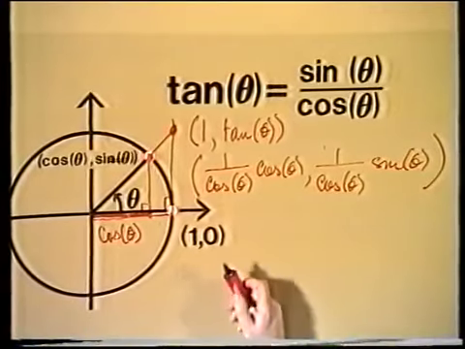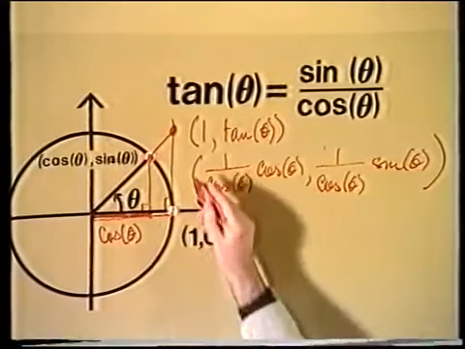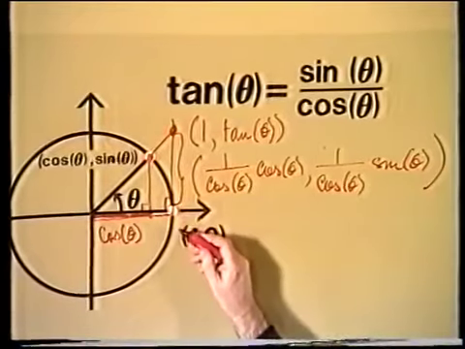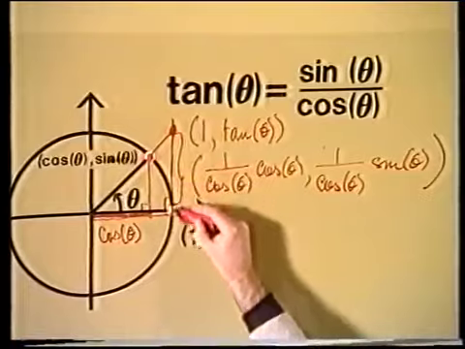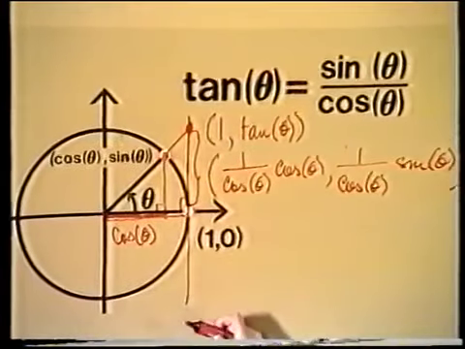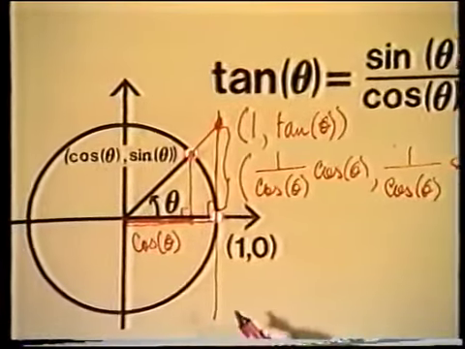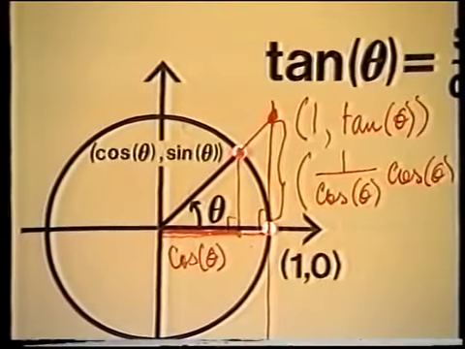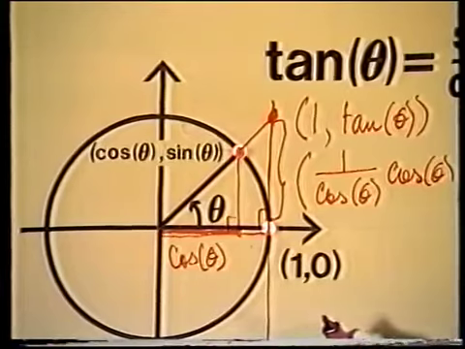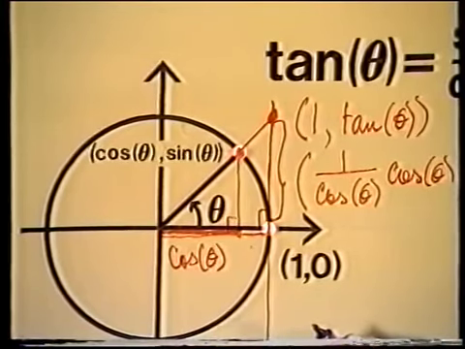So the y-coordinate is tan theta, and it's this length, and it's cut off by the angle theta along this line. And that line's a tangent to the circle. And in fact, that's where the trigonometric tangent gets its name from. So let's now use this picture of tan theta to explore some of its values.